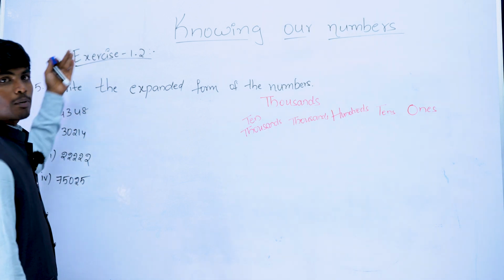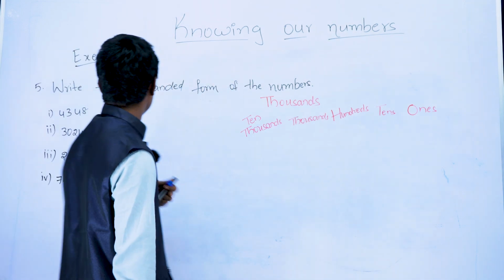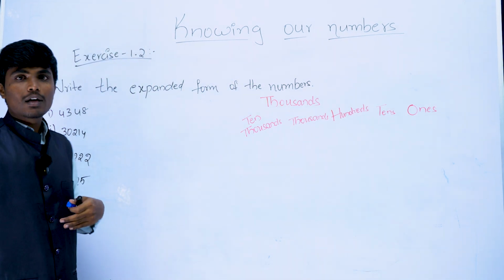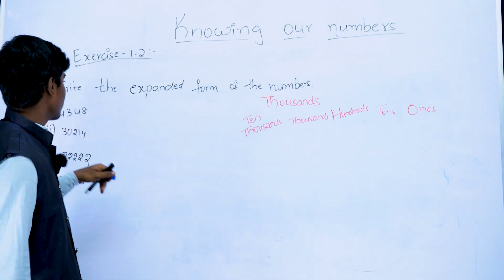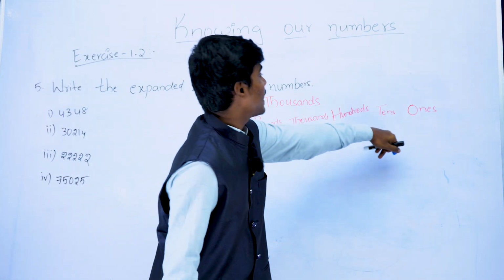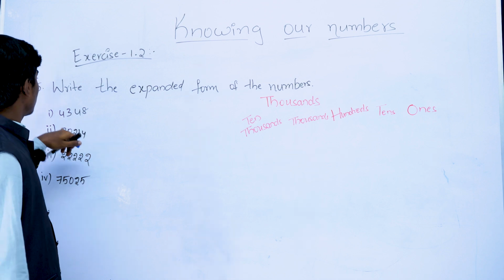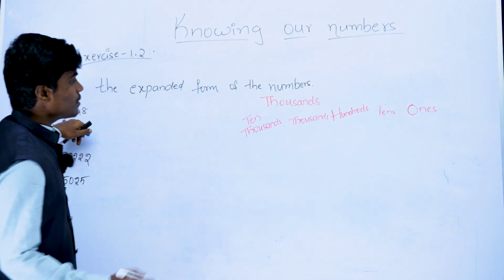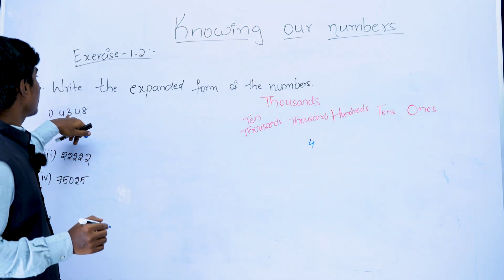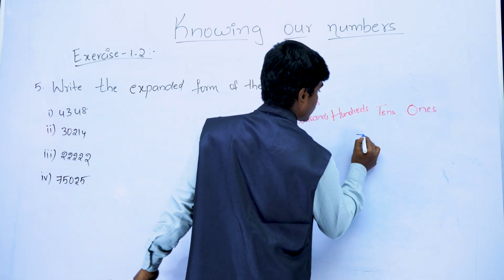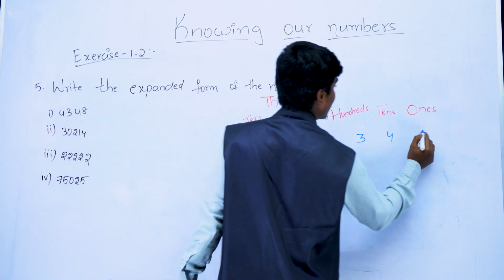Let's move to the last problem of exercise 1.2. The fifth problem is write the expanded form of the numbers. Here he gave the numbers and he wants us to write the numbers in expanded form. As I told you in the introduction, see, this is the place values table. So here he gave 4348. Here 4000 means thousands place we have to write 4, 348. 3 is in hundreds place and 4 is in tens place and in ones place it has 8.